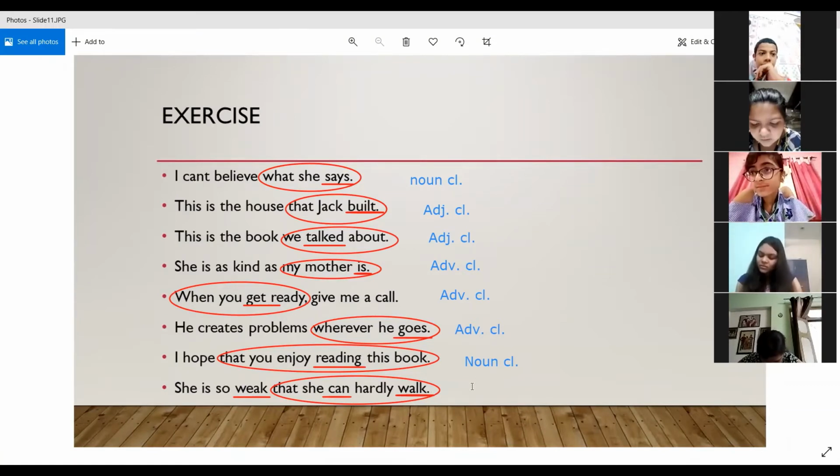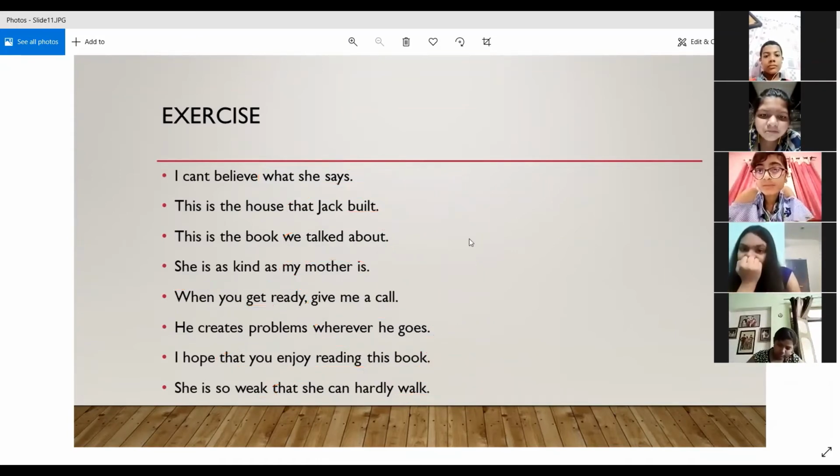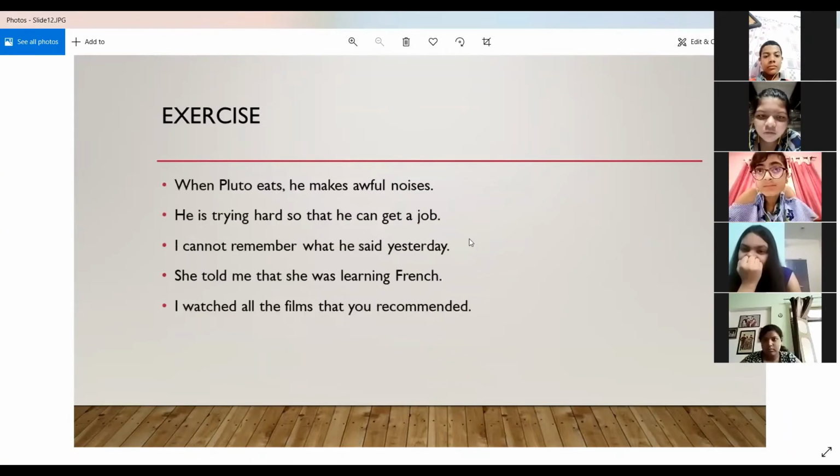Okay, mute yourself. I hope this slide is clear to everybody, because now I will move on to the next one. I think only a few sentences are left.